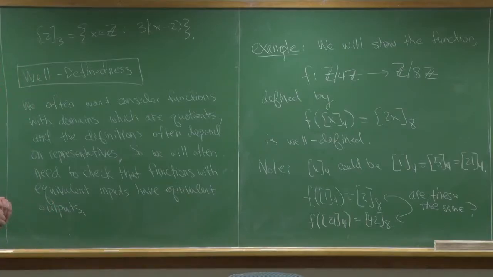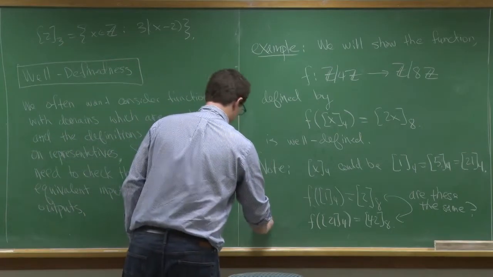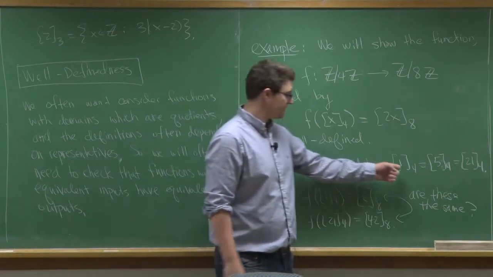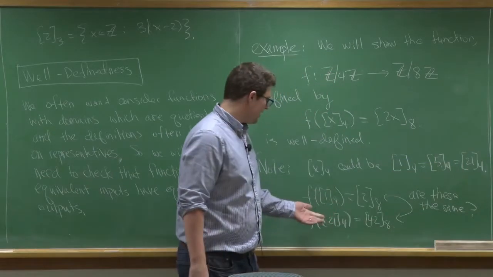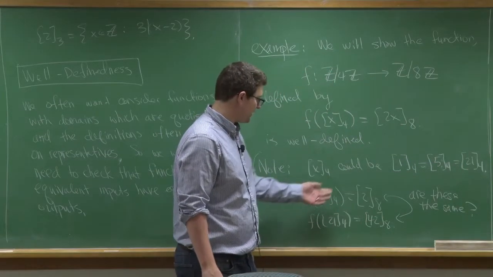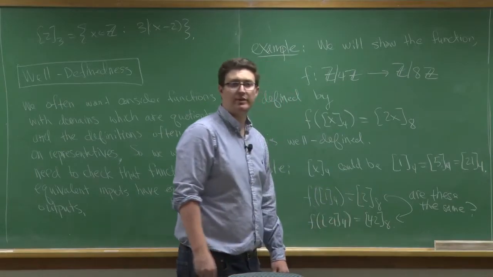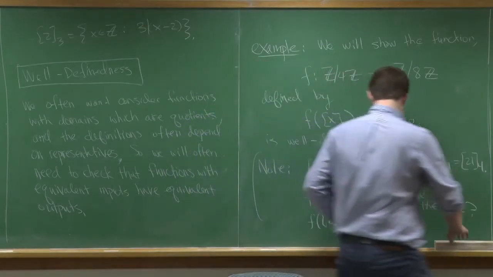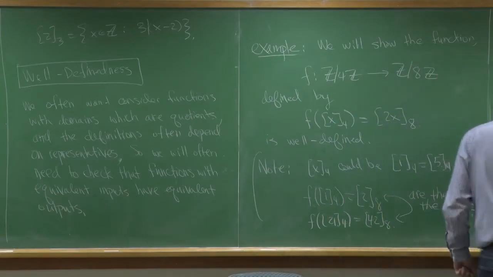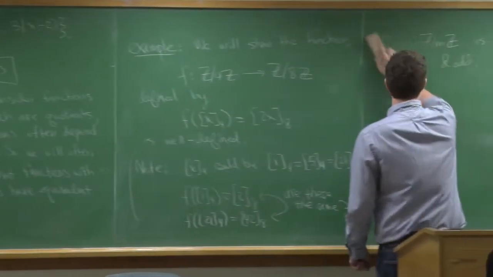So this is the idea, right? We could have two different representatives here. These are two representatives for the same class, right? But we need to check that the equivalent inputs have equivalent outputs. Does that make sense? Okay. So we need to check that these two guys are actually congruent mod 8.